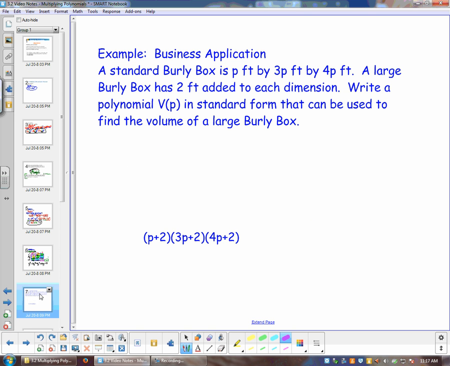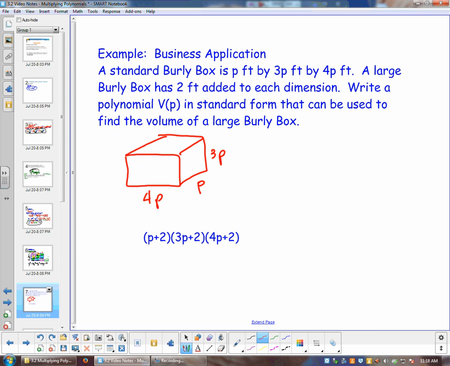Okay, so let's take a look at this example from the world of business. A standard Burley box is p feet by 3p feet by 4p feet. So let's get a visual of what this standard Burley box looks like. So we have a standard Burley box, and it is p feet by 3p feet by 4p feet.